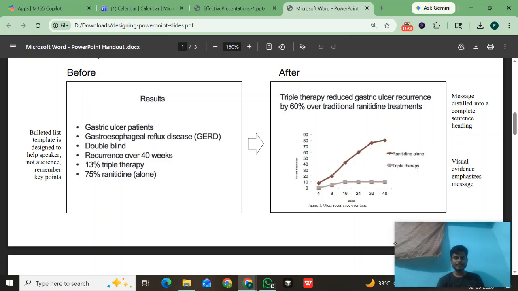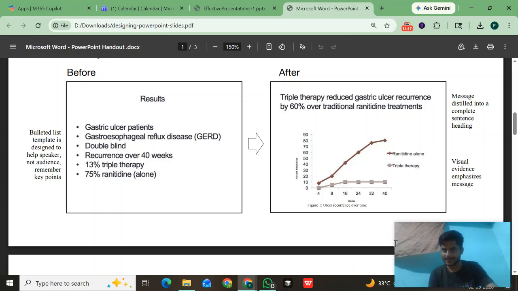So in this slide you can see that there is a result, right? We are making a slide and we are presenting a result: 1.5 GEDR, double blind, recurrence over 40 weeks, 30% triple therapy, 75% alone. These are some process results, right? There is a narration explaining one by one, so that is not making any sense, right? Here we apply the principles we have talked about: clear heading, visual support, and removing extraneous information which is not supporting.